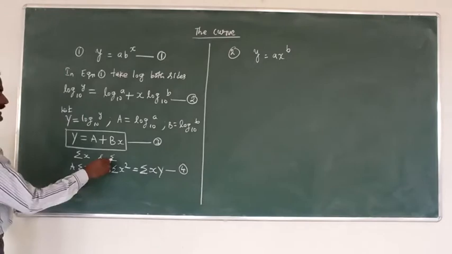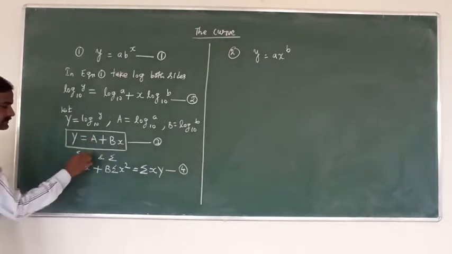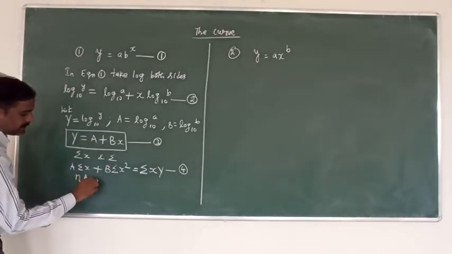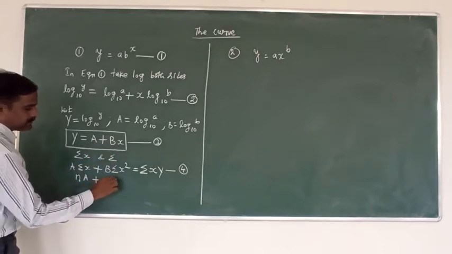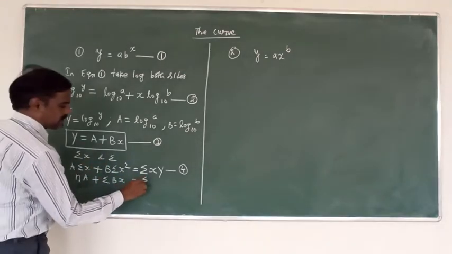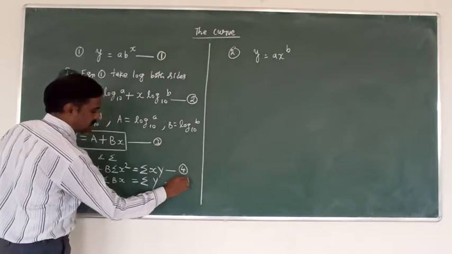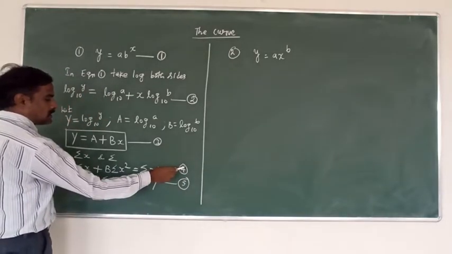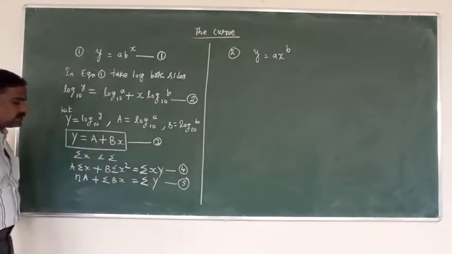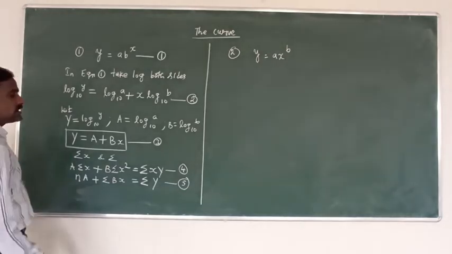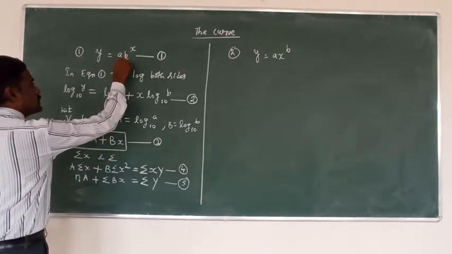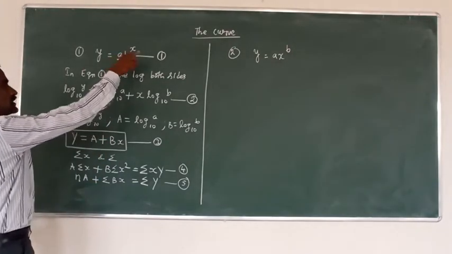Next, add sigma both sides. Sigma A you can represent NA plus sigma Bx equal to sigma capital Y. Now to solve equation 4 and 5 to get the A value and B value, and then we have to find out what is the value of small letter a and small letter b. That value substitute in equation 1.